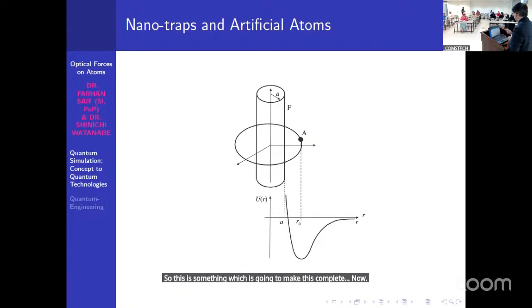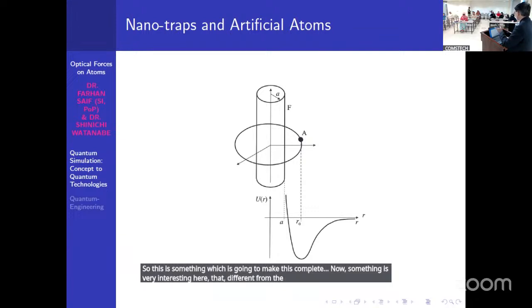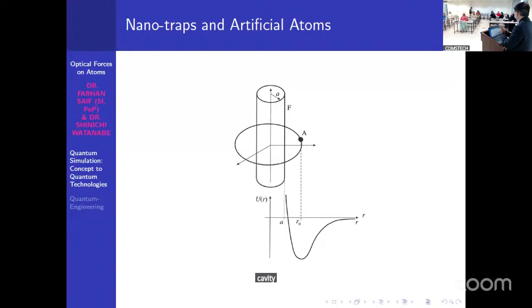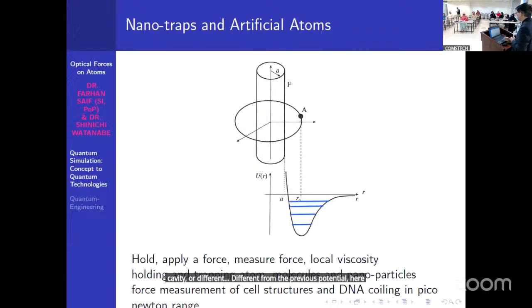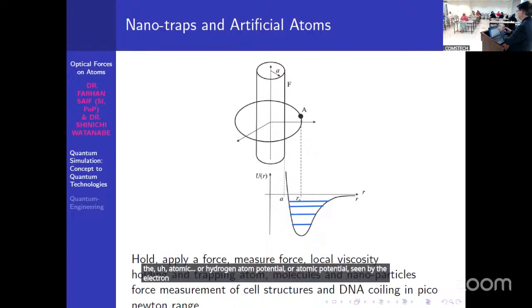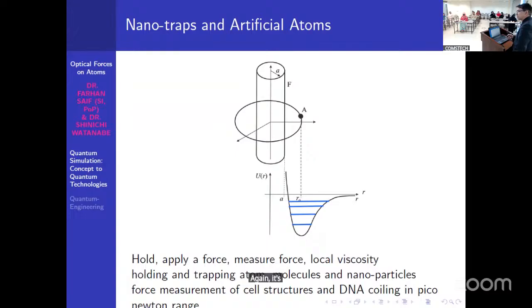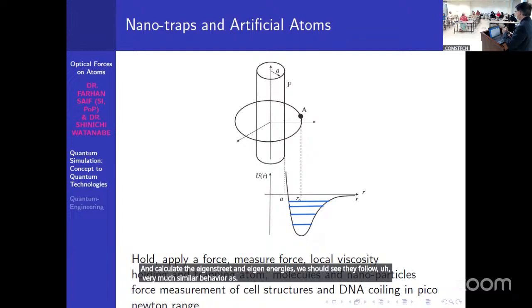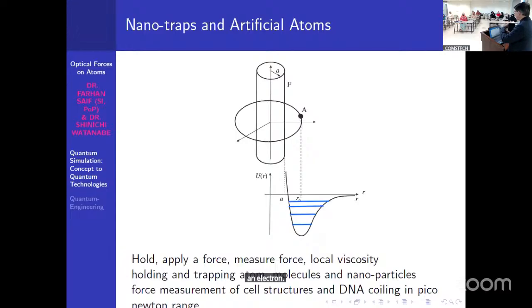Now, something is very interesting here. Different from the previous cavity or the previous potential, here the potential is very much mimicking the hydrogen atom potential, or the atomic potential seen by the electron inside the atom. Again, it's a little mathematical discussion, but if we solve this potential and calculate the eigenstates and eigenenergies, we should see they follow very similar behavior to how an electron sees the energy levels in an atom. So here we also have a continuum as well.